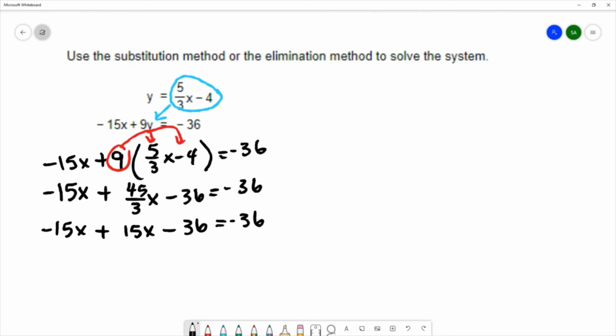And I can see here my like terms of negative 15 and positive 15. Those are going to cancel each other out to become 0. And I have negative 36 equals negative 36. So something special happened in the process of solving with the substitution method. All of my variables ended up canceling out or disappearing. And whenever that happens, you know that you have a special scenario related to solving systems of equations.